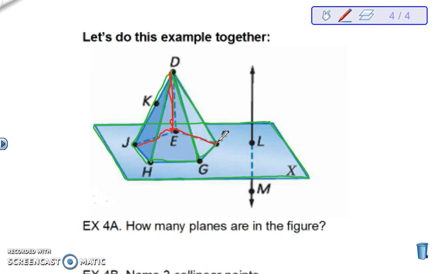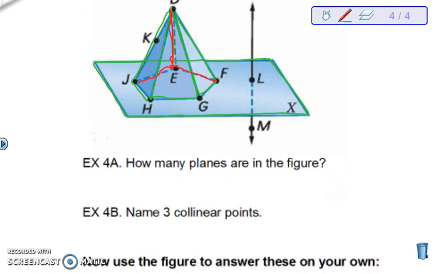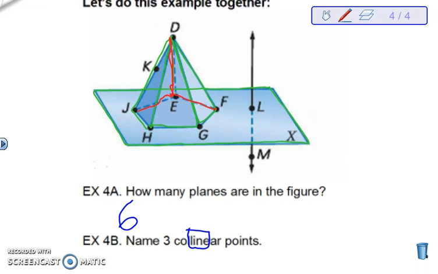Alright, so how many is that? So we have one that looks like all the rest, and then we have 5 more that look like triangles. So altogether, we have 6 planes. Alright, so once again, 6 planes. So it's collinear, right? Remember we said collinear means they're on the same line. So all we got to do is find 3 points that are on the same line.